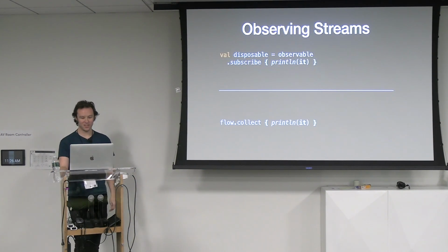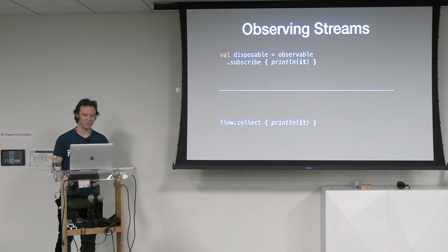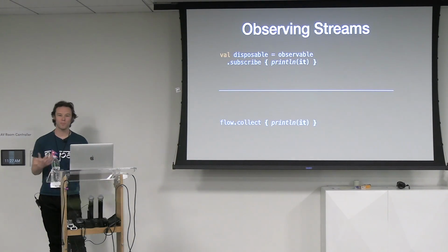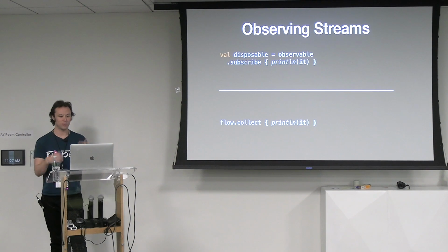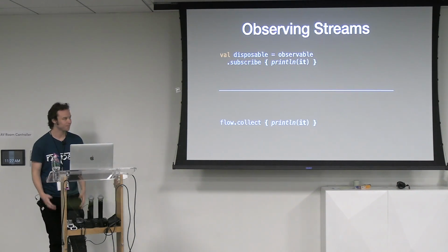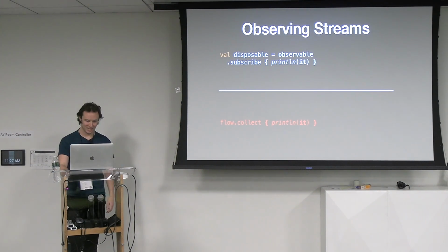And then when you're observing things, in RxJava land, you have some observable, you call subscribe on it, and print it out. You get a disposable back, and you can use that disposable to end the subscription to that observable. And in Flow land, instead of subscribe, you have this collect call. These actually aren't analogous, and this code down here wouldn't really compile.